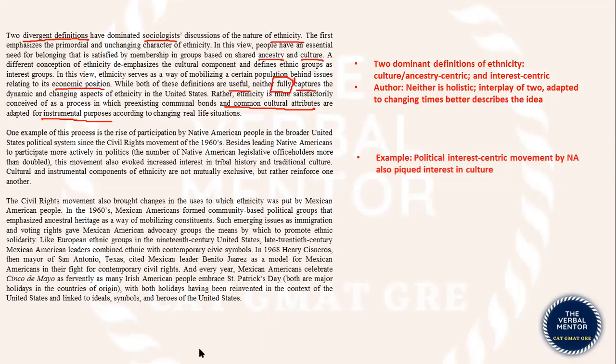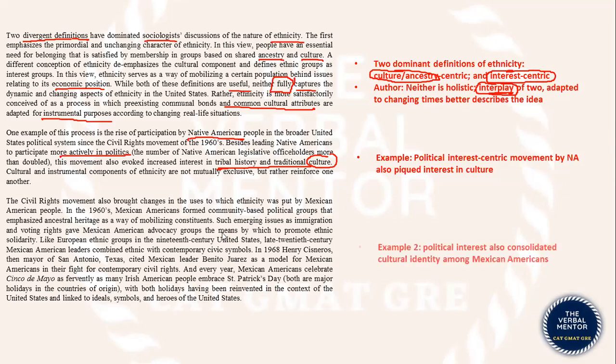Now, in the second paragraph, the author gives us an example to prove his point. He says, political interest-centric movement by Native Americans. So they wanted more active participation in politics. That political interest-centric ethnic movement led to a revival in interest, or it piqued interest in tribal history and culture. So basically, in the second paragraph he gives us an example of the interplay of the two, that is the cultural component and the interest-centric component.